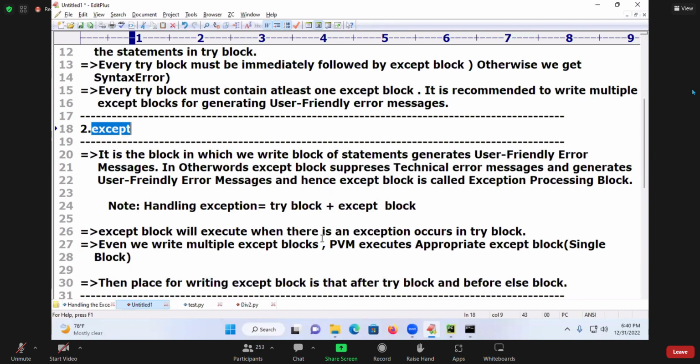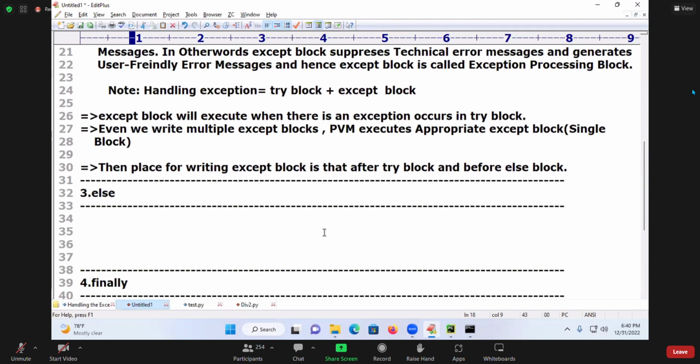First of all, is it possible? Not at all possible, impossible. Only one will come at a time. That's why we have to practice the programs. You have to read the notes. So, at any point of time, only one exception will come.